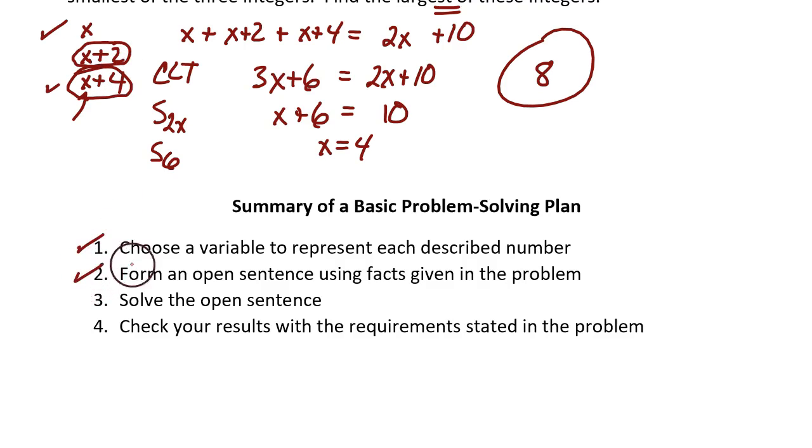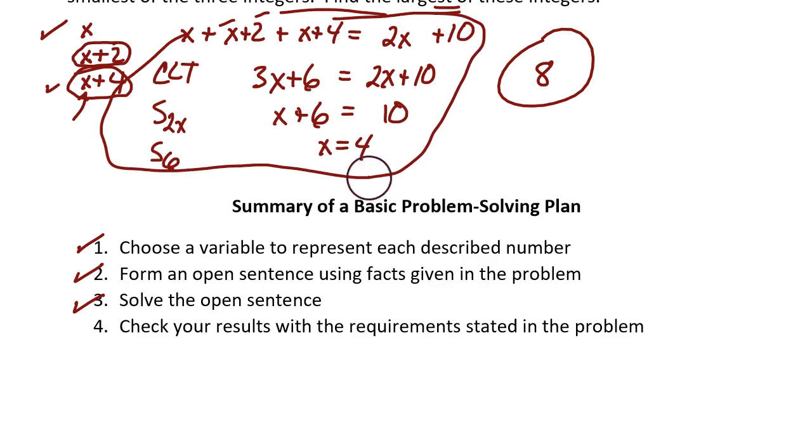Step 2, form an open sentence using facts from the problem. That's when we created the equation by carefully reading each word in the sentence. Step 3, solve the open sentence. That's all of this work here, where we came up with the answer x equals 4. And then step 4, check your result with the requirements stated in the problem. That's very important because finding the answer for x didn't actually answer the question. We wanted the largest of the integers, not the smallest.